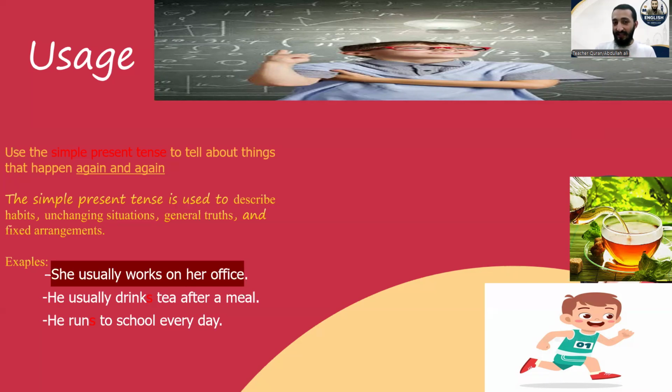The simple present tense is used to describe habits and changing situations, general truths, and fixed arrangements. For example, she usually works in her office. He usually drinks tea after a meal. That means this man drinks tea not at the moment, but usually, after he has his meal.